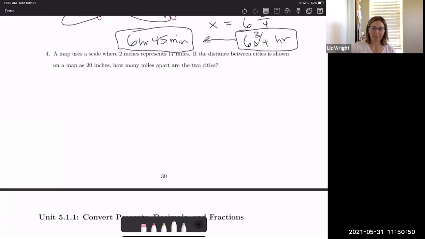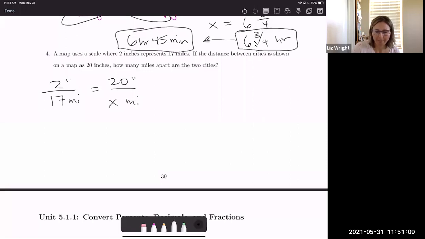Okay. Number 4, a map uses a scale where 2 inches represents 17 miles. If the distance between cities is shown on a map as 20 inches, how many miles apart are the 2 cities? So that's our question. Here, it looks like we could do this pretty easily, because we can look from left to right. We could say, oh, 2 times 10 gives me 20. Or you could do 17 times 10, and that's going to give you 170. So 170 miles is your answer.